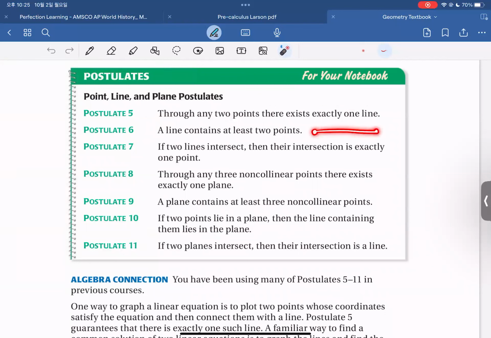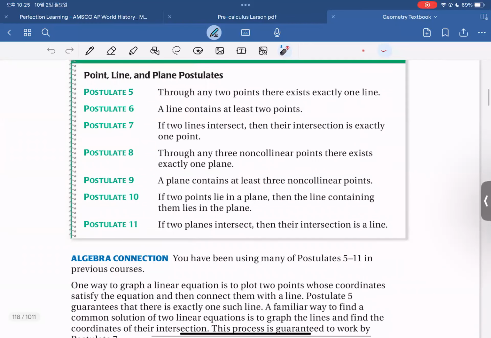I think I already proved this previously. If 2 lines intersect, then their intersection is exactly 1 point. Pretty clear, right? Through any 3 non-collinear points, there exists exactly one plane. Oh, that's a bad plane, but you see the idea. A plane contains at least 3 non-collinear points. Basically, you can't have them all on one line in a plane, that would be a line, right? It has to be something like this, and that's a plane.